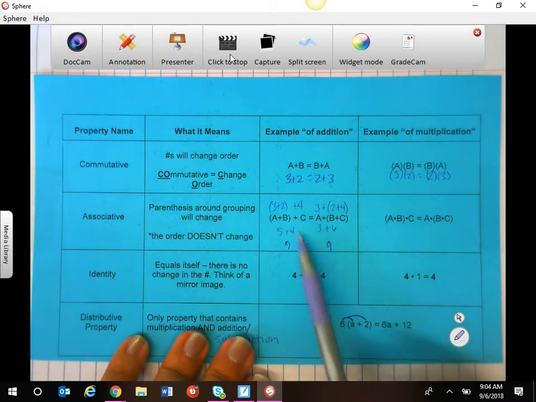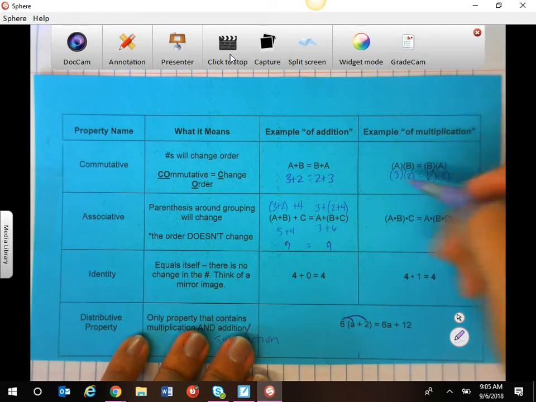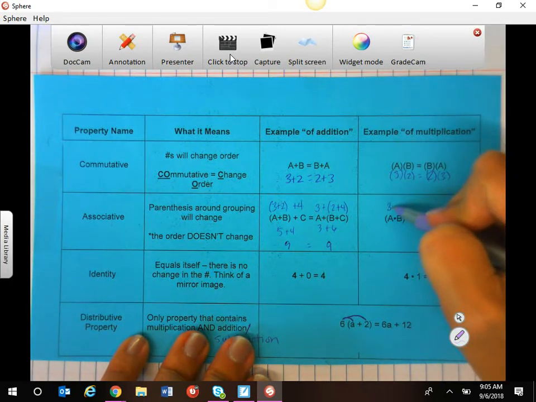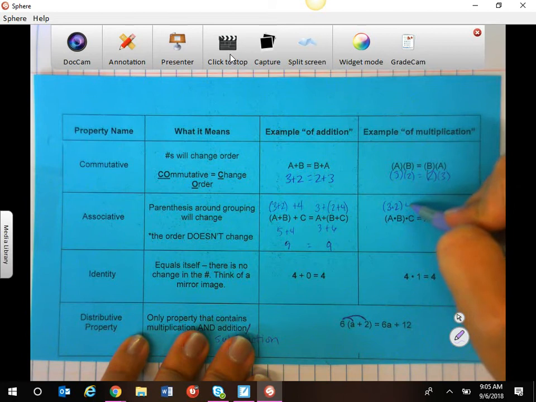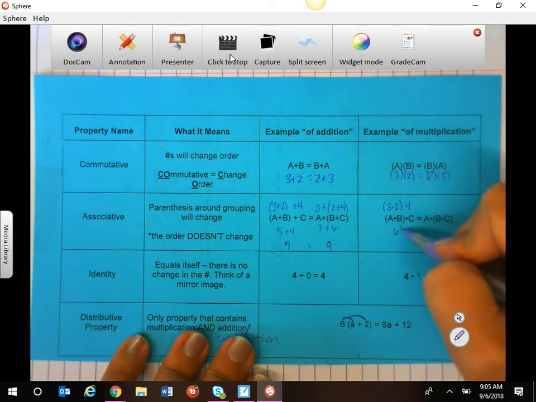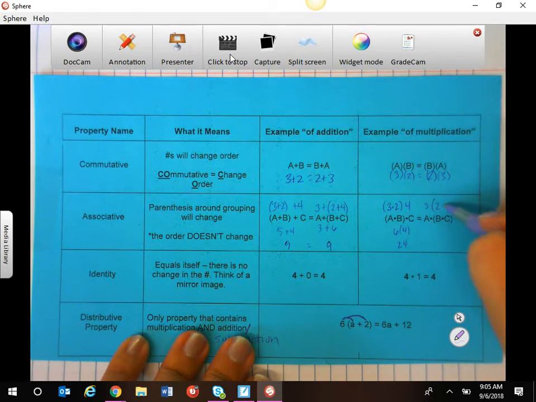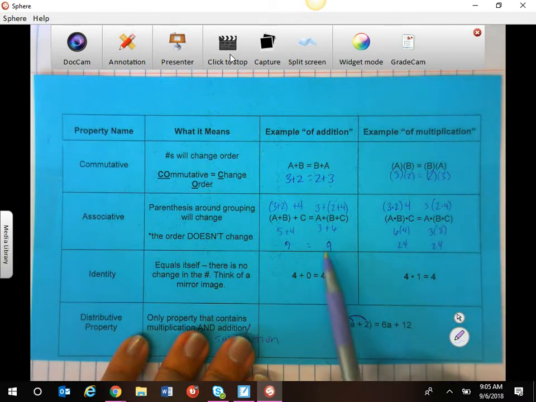Think of it as it's you and 2 friends, right? So you can be talking to this friend, or you can be talking to this friend. You're associating with someone else. Your parentheses are moving. Same thing with multiplication. So we can say 3 times 2 times 4. So 3 times 2 is 6, times 4 is 24. Or I can say 2 times 4 in the parentheses, I get 3 times 8, which is 24. And again, this only works for addition and multiplication. It does not work for division or subtraction.